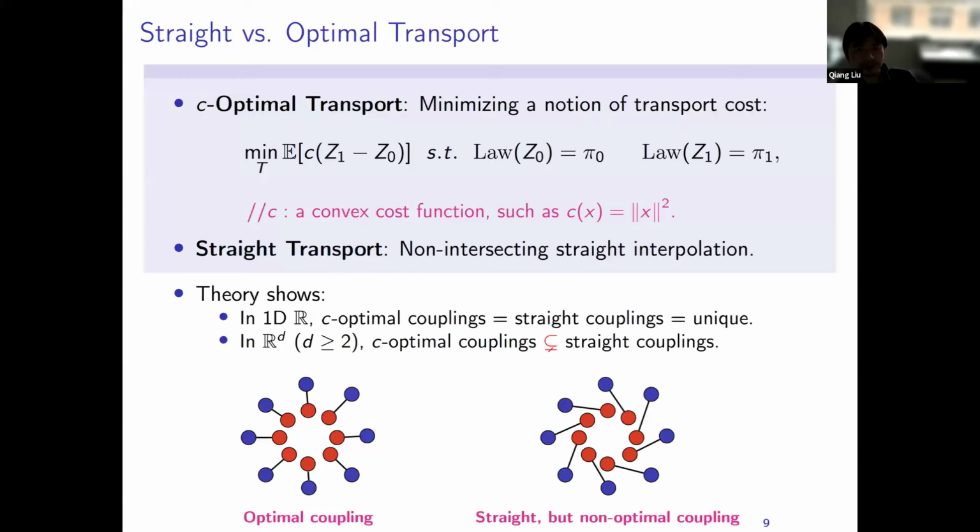This actually is very much related to optimal transport, but it's very different. Roughly speaking, optimal transport for any convex cost has to be straight transport, so it has to follow straight trajectories. But on the other hand, straight transports are not necessarily optimal. You can find cases where you have straight transports but not optimal in the optimization sense. That's because you can induce these rotation components. On the right side, that's a straight transport but it's not optimal.